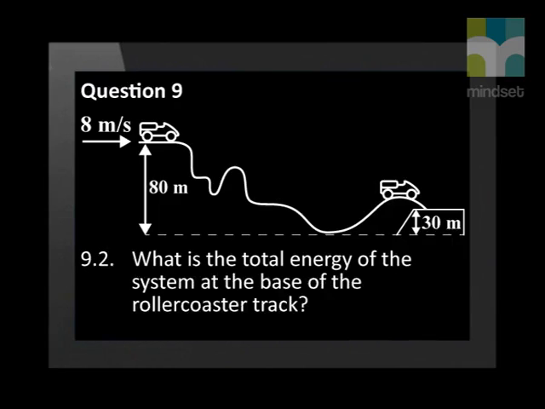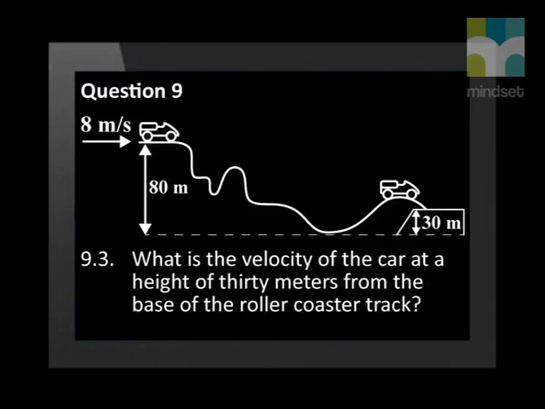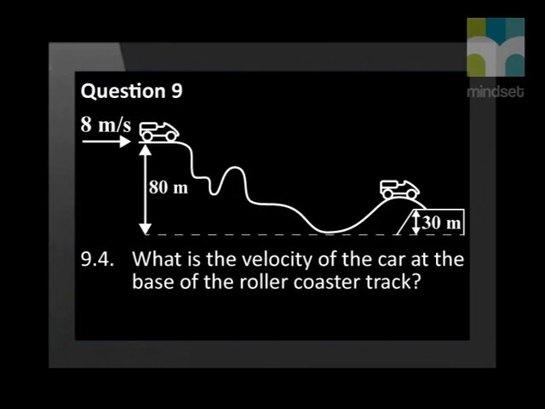What is the total energy of the system at the base of the roller coaster track? What is the velocity of the car at a height of 30 meters from the base of the roller coaster track? What is the velocity of the cart at the base of the roller coaster track?